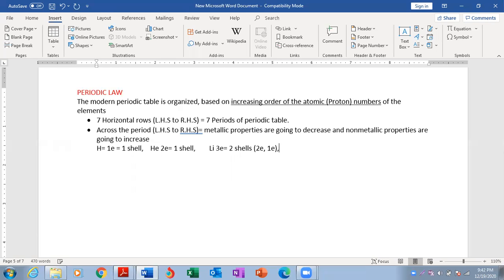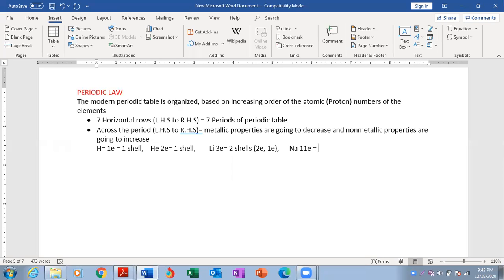Now I'm just talking about sodium. How many electrons are found in sodium? Sodium has 11 electrons. That's why its atomic number is 11.